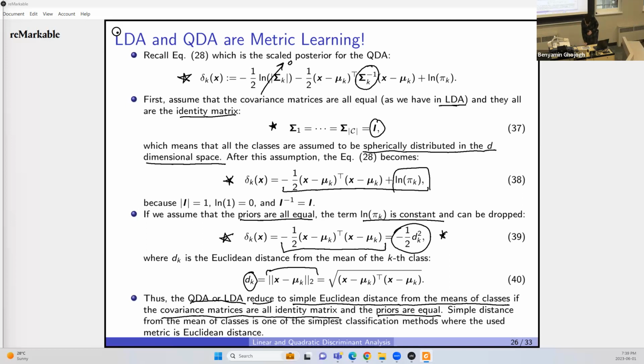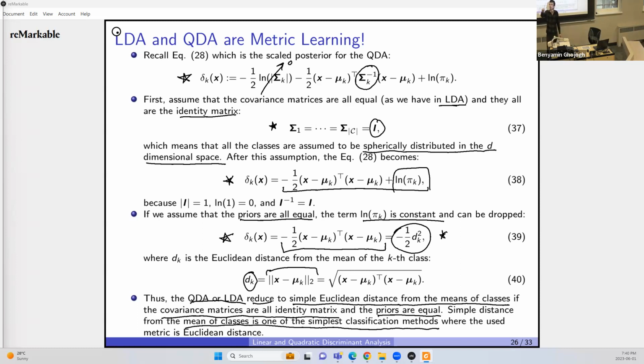Simple distance from the mean of the classes is one of the simplest classification methods, where the metric used is Euclidean distance. What does it mean? If someone doesn't know anything about machine learning, you have several classes. I give you a test point and ask, what is its class? What is the simplest thing that comes to your mind, even if you don't know any machine learning?